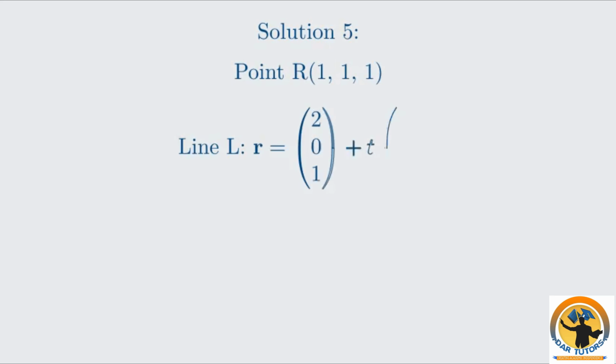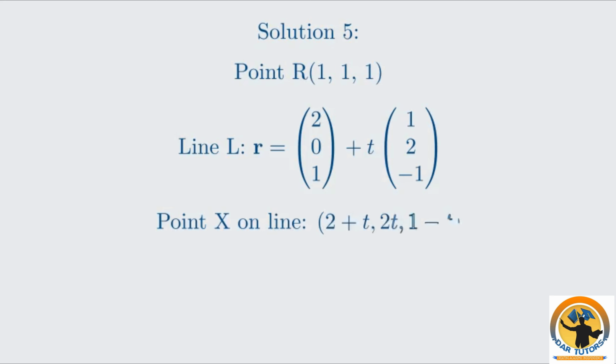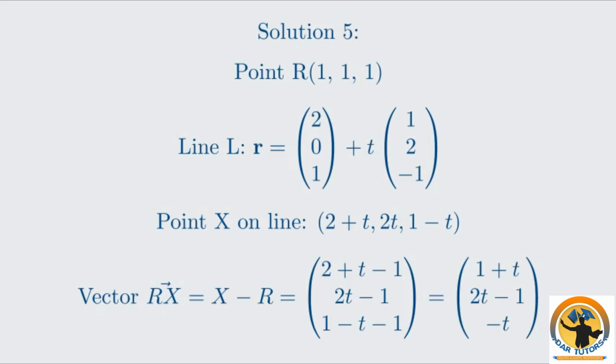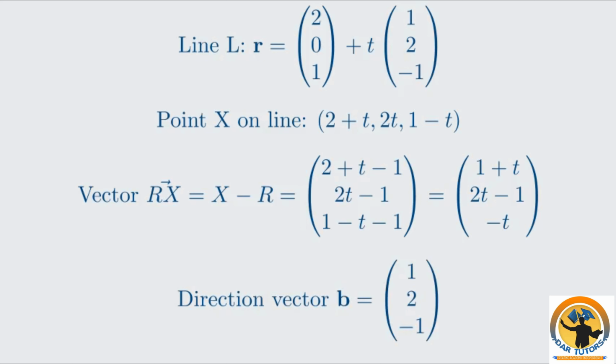Finally, here is the solution to the fifth question. We need to find the shortest distance from point R to line L. Let X be a general point on the line. The vector RX connects R to X. The shortest distance occurs when RX is perpendicular to the line's direction vector B. The direction vector B is (1, 2, -1).